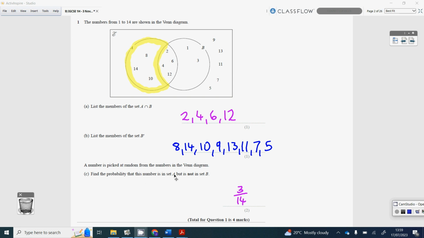And then we're looking for the number that are in A, but not in B. So they're in the A football, but not in B. So not these here. So that's just the 8, 10 and 14. So that's three members. So 3 out of 14, 3 over 14.